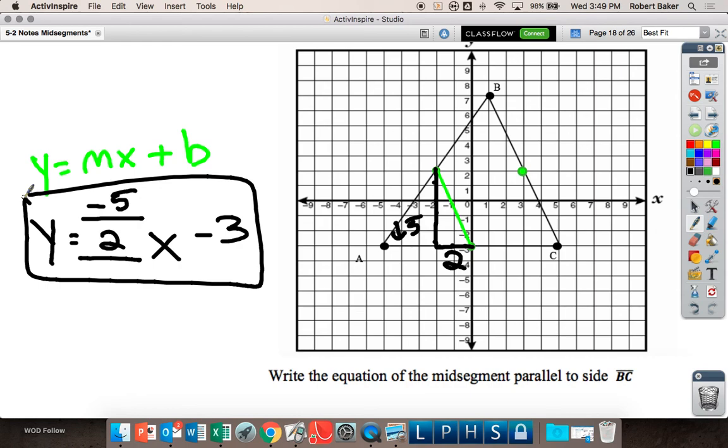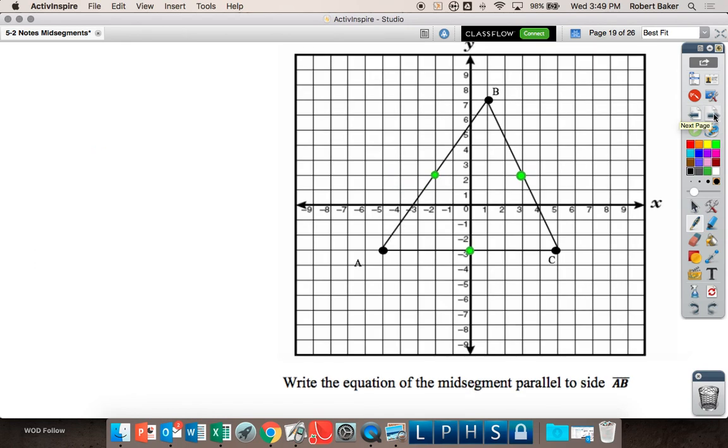So, the equation of this line is y = -5/2 x - 3. Let's try it again. I love that fact because it's applying multiple concepts to a midsegment, and that's what I'm throwing on your test. So if you know what a y-intercept is and you know how to count slope, it's not that bad. And what's even better is it's a multiple choice question.